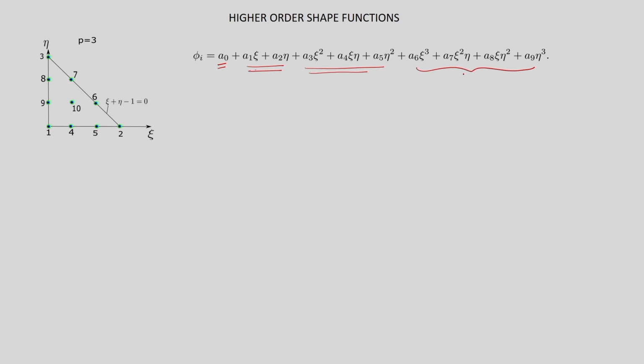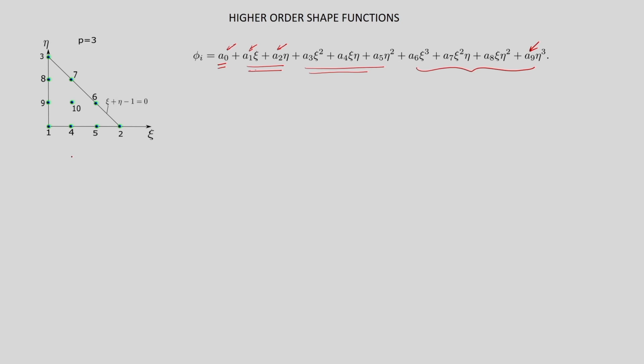So here we have 10 coefficients starting from A0 to A9. In order to define these 10 coefficients, we have to define the value of the phi i's at 10 points in the element. So we have taken the master element, and in addition to the vertices of the triangle, we have taken 2 nodes in the sides of the triangle, that makes 9 points. So the last 10th point has been put at the center of the element.